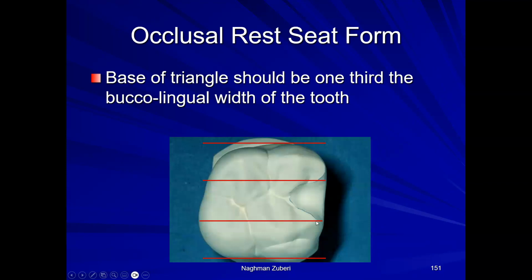Well, what should be the dimensions of the triangle? We divide the occlusal surface into 3 parts, and it is covering the 1/3 of the occlusal surface. Remember this thing.